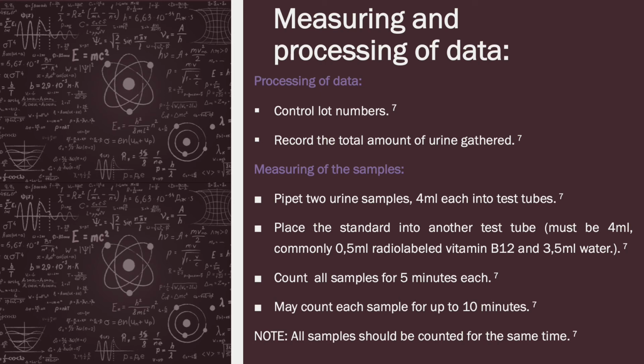Measuring of the samples will include pipetting 2 patient samples of 4 ml each into separate test tubes. Then place the standard also into a test tube and pipette water in to make the volume 4 milliliters. Typically 0.5 ml of this should be radio-labeled vitamin B12 and 3.5 ml of this should be water, according to your kit insert. Then count the samples using a program provided by the probe or by the well counter. Count the samples for the same amount of time, usually about 5 minutes, but you can count up to 10 minutes just to avoid any statistical interference, and just note that all samples should be counted for the same time.